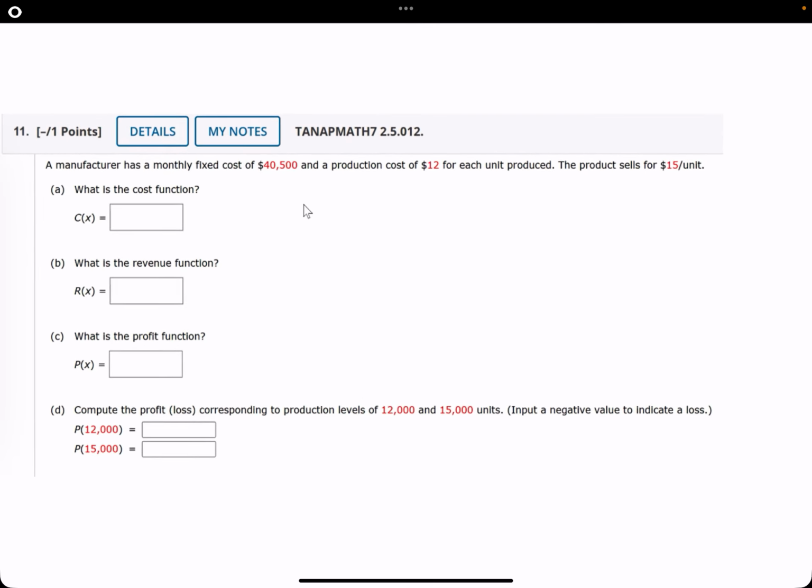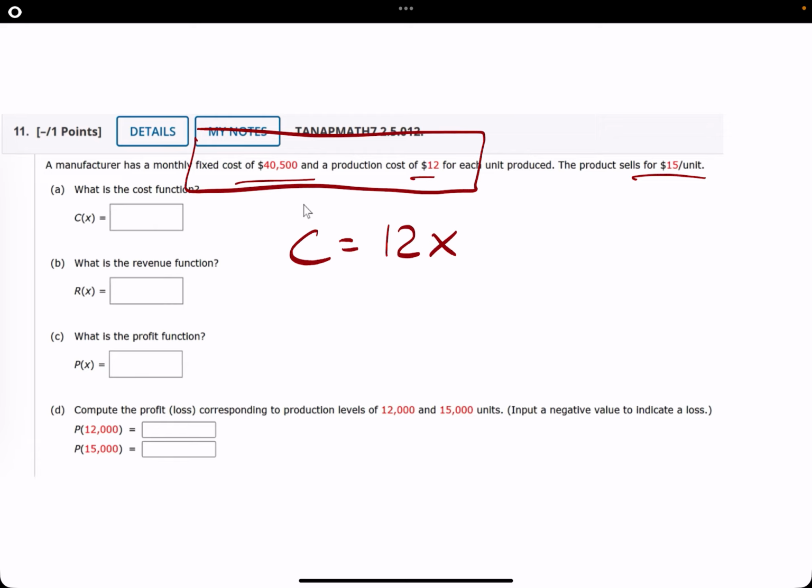Number 11, a manufacturer has a fixed cost of 40,500 and a production cost of 12 per unit. They sell it for 15 per unit. For the cost information, I'll start with the production cost. The production cost is 12 per unit. So 12 per x, where x is the number of units. So variable cost times quantity, in other words, plus the fixed cost of 40,500.